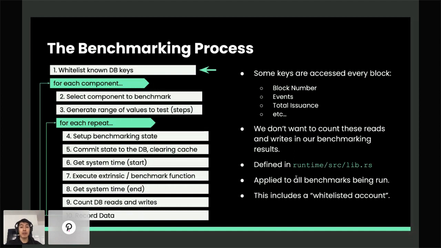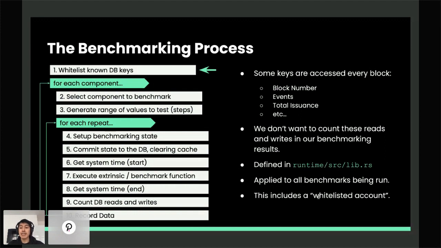And you can, of course, configure this. But some examples are things like block numbers, events, total issuance. These are all things that change every block anyway, right? So these are things that we ignore when we run benchmarking. You can configure your own whitelist to ignore different database keys, to make sure that your benchmark represents the least possible time which is still safe.